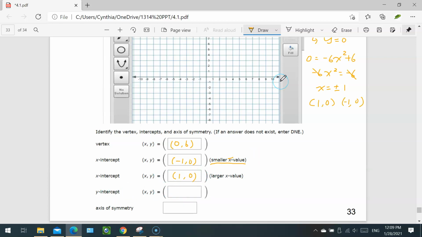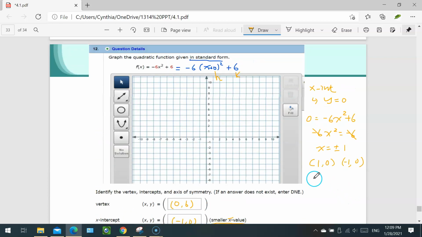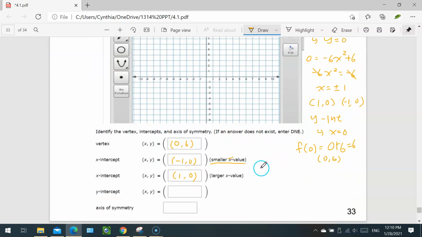Finding the y-intercept, we let x equal 0. So that means we substitute 0 back into the function. Now the first term, when I multiply with 0, everything turns to 0. Plus 6 is 6. So your y-intercept is at 0, 6. So the y-intercept is the same point as the vertex, right?